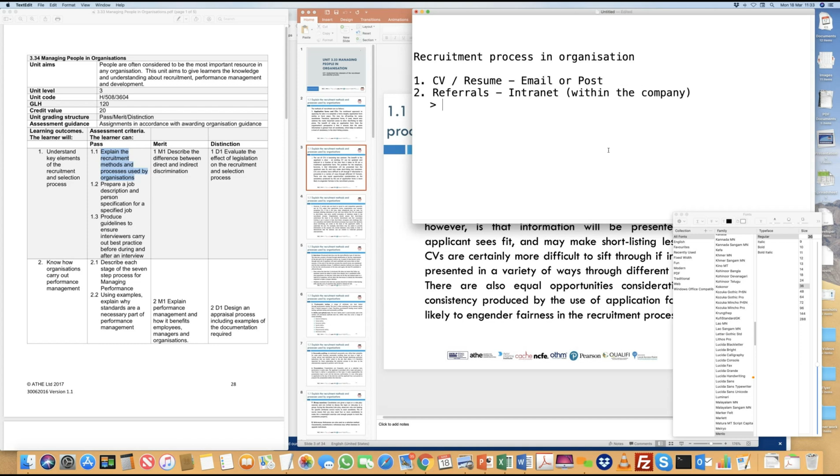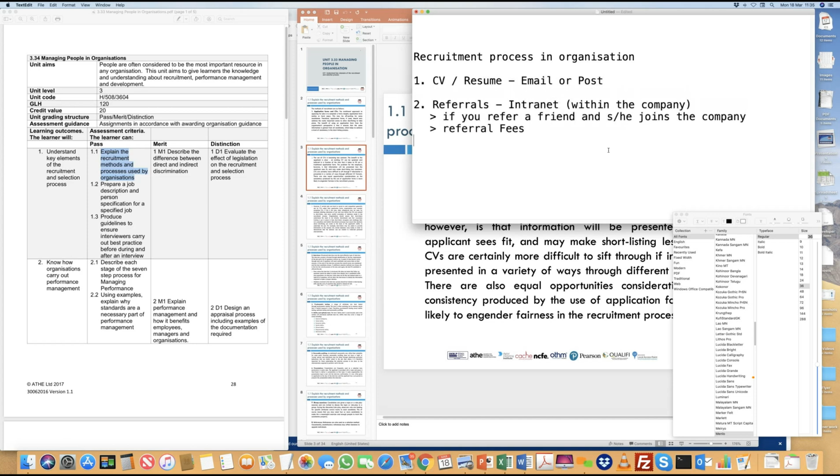Now this is where they say if you refer a friend and he or she actually ends up joining the company, then what you get is a bit of referral fees, isn't it? Correct? So sometimes when you are looking at companies, they are also looking at getting employee referrals to get new people recruited within the organization.